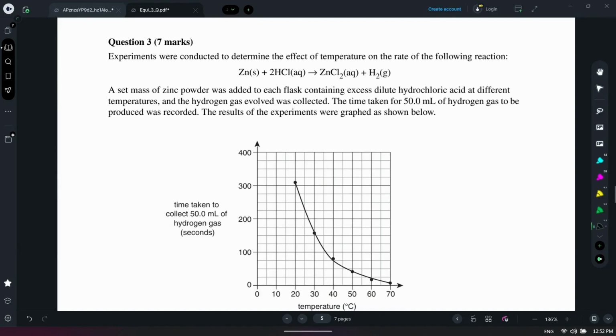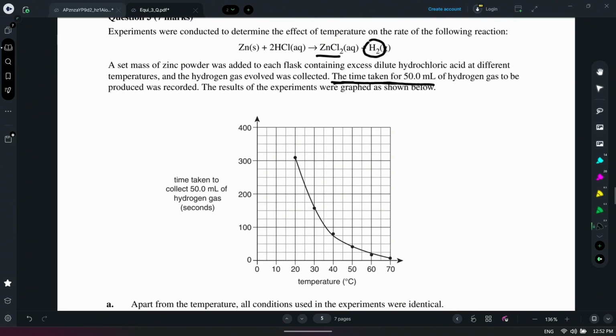Now, what is happening in this question? We are trying to react zinc with hydrochloric acid and we'll be making zinc chloride and hydrogen gas. So how much hydrogen gas are we collecting? We are trying to find out the time it takes for us to collect 50 milliliters of hydrogen gas. That's what we are trying to do.